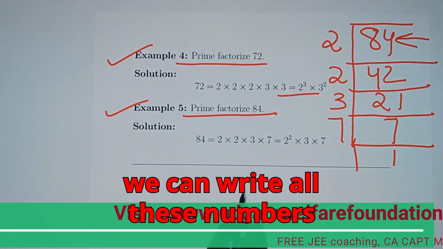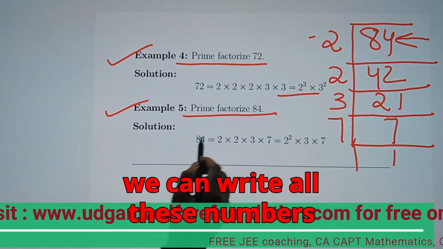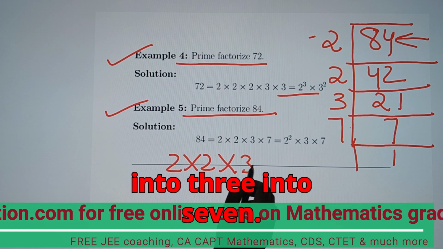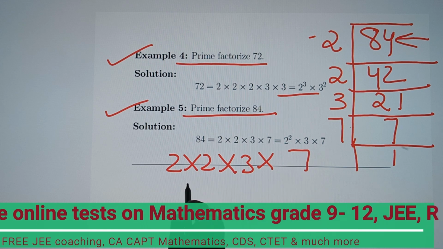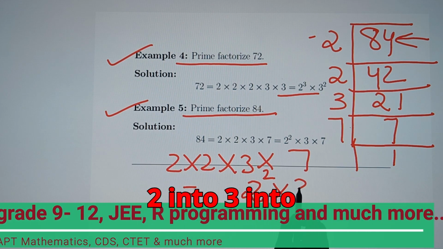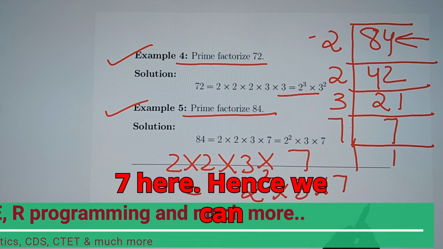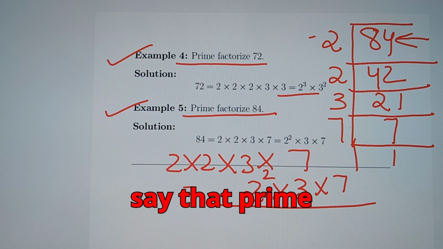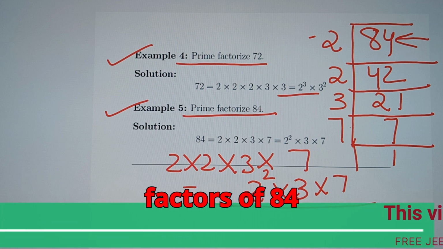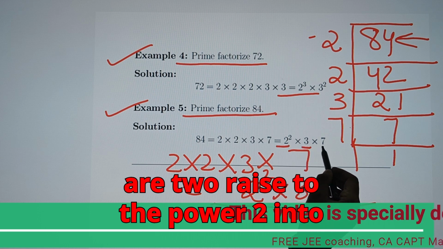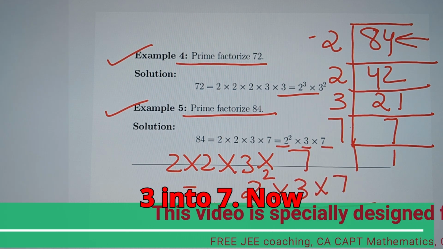And now we can write all these numbers as 2 into 2 into 3 into 7. So this is basically 2 raised to the power 2 into 3 into 7 here. Hence we can say that prime factors of 84 are 2 raised to the power 2 into 3 into 7.